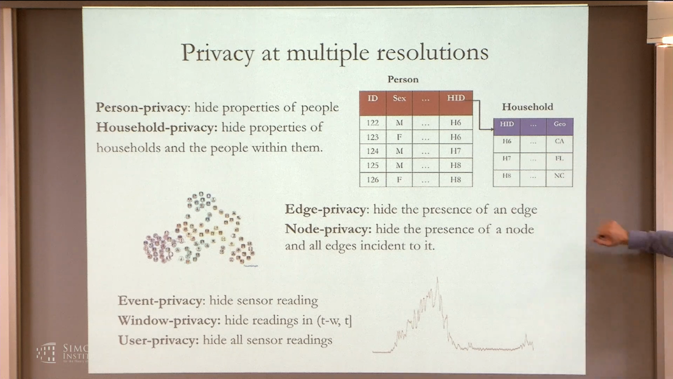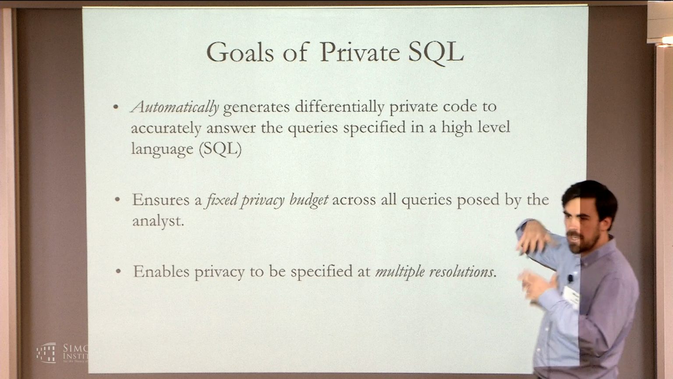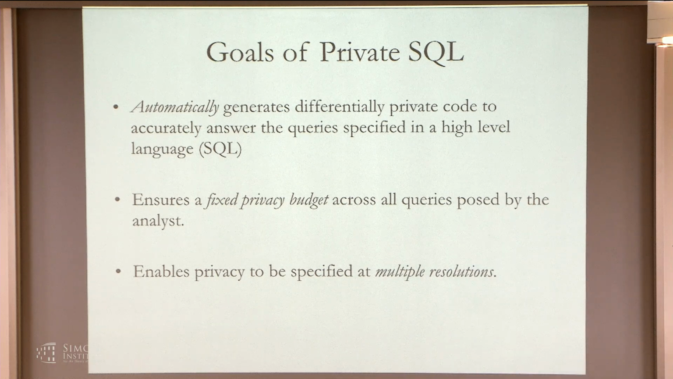The census I just mentioned. In social networks, people have looked at edge privacy versus node privacy. In event streams, you can think about hiding an individual event versus a window of time versus an entire user's trajectory. And the goal of Private SQL is to automatically generate answers to SQL queries like the ones I showed you, given a fixed privacy budget, and then to allow this kind of privacy at multiple resolutions.